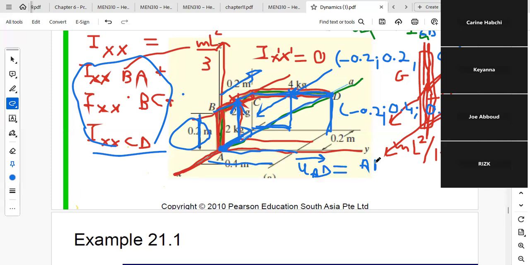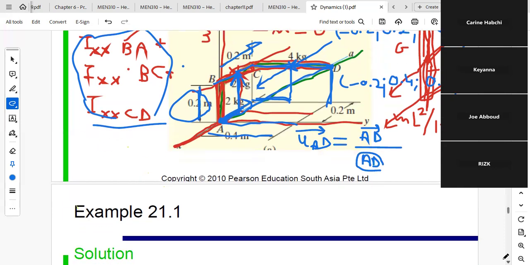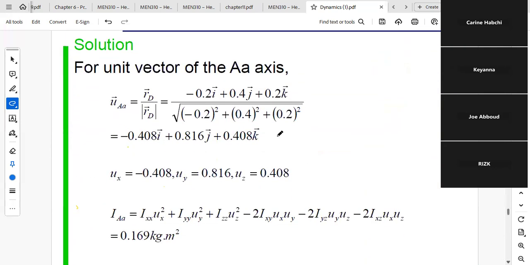And since A is the origin, the coordinates of AD vector will be minus 0.2i plus 0.4j plus 0.2k, okay? And for the magnitude AD, it's radical of 0.2 square plus 0.4 square plus 0.2 square. So you can evaluate the components of your unit vector. As you can see here, it's just AD vector over AD magnitude. Then the components: this is ux, this is uy, and this is uz. So now if you replace in your formula, you can deduce the inertia about AA axis.